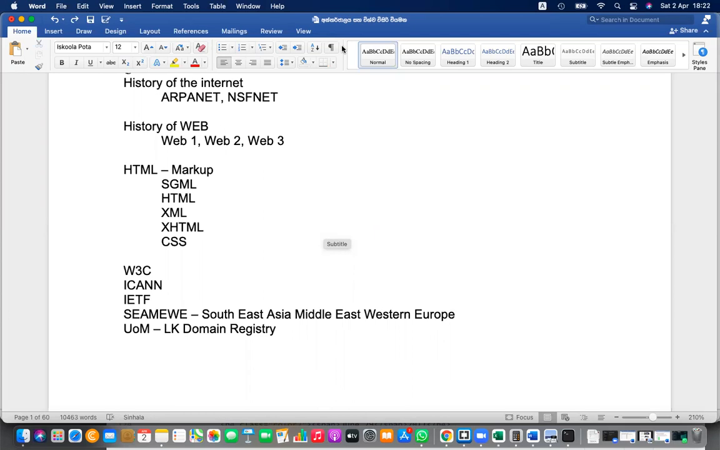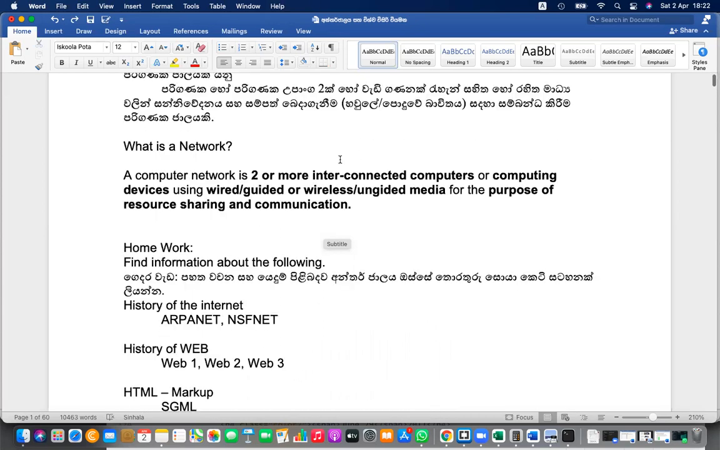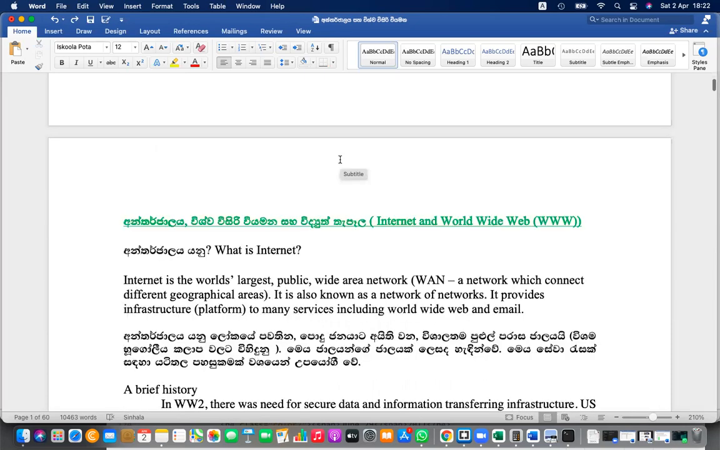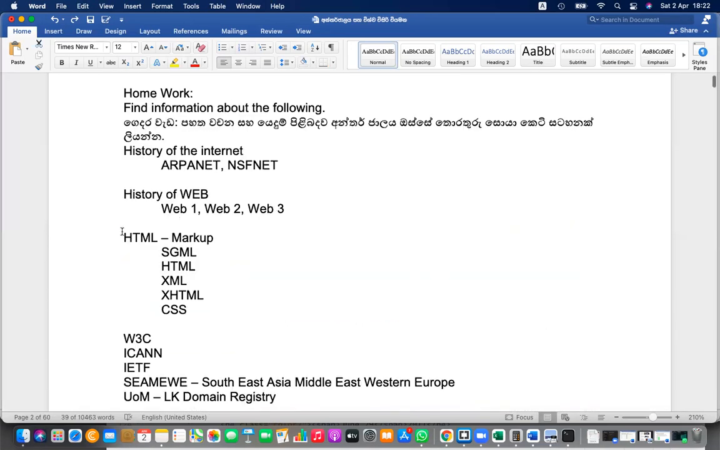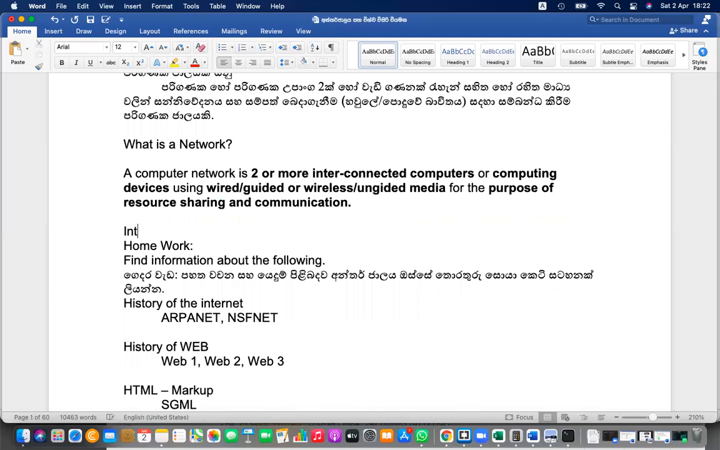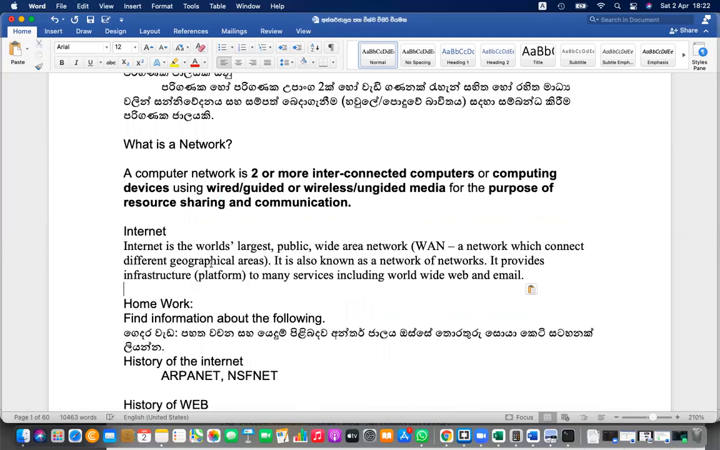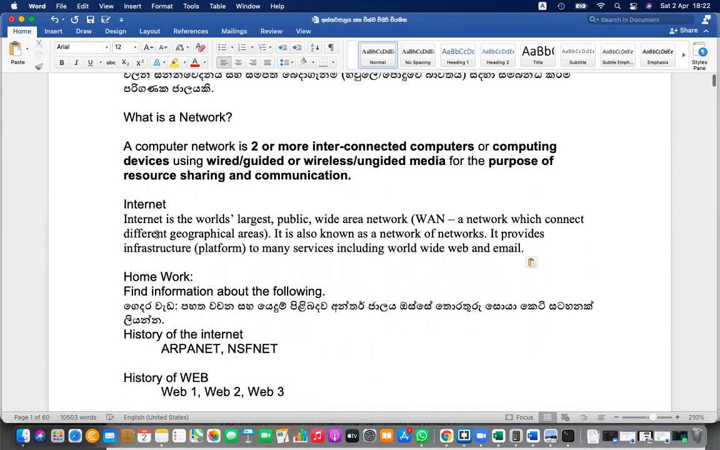Okay. Then the history of the internet. Actually, before that, you need to know what the internet is, right? You can write: the internet is the world's largest public wide area network. So I have to explain that before going into the history. No other large network exists other than the internet. It is the largest, and it belongs to the public.